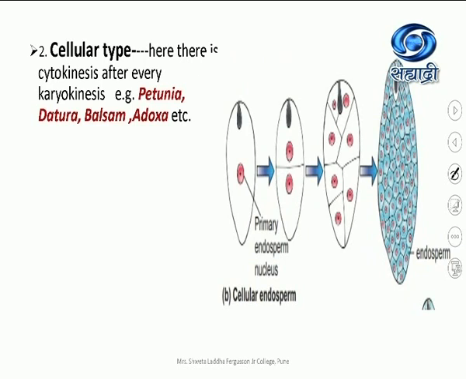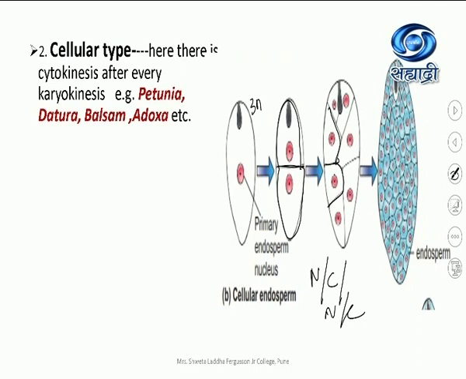Now let us see the second type, the cellular type. Here there is cytokinesis after every karyokinesis. So this was our triple N primary endosperm nucleus. It divided to form two nuclei, and it is followed by cytoplasmic division and two cells are formed. Now this cell will again divide to form two nuclei, nuclear division followed by cytoplasmic division. So every nuclear division, that is karyokinesis, is followed by cytokinesis. Again karyokinesis, cytokinesis. So continuously it takes place.